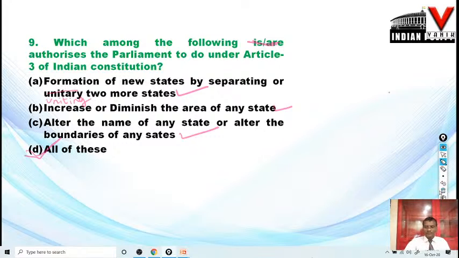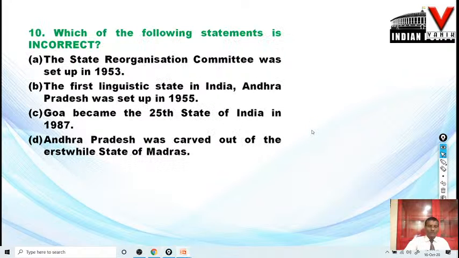Okay. Then which among the following statements is incorrect? The State Reorganization Committee was set up in 1953. The first linguistic state in India, Andhra Pradesh, was set up in 1955. Goa became the 25th state of India in 1987. Which of the following is incorrect? First you answer, I am waiting. Question number 10, anyone? Please put your answer in the comment box. What is the answer to question number 10?